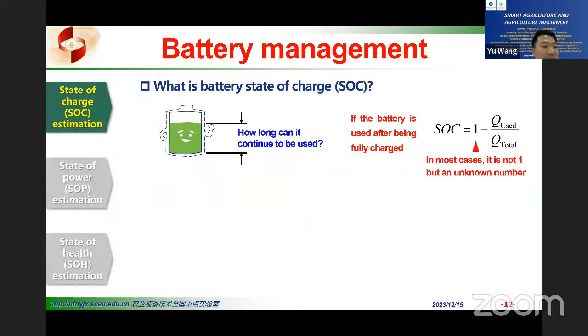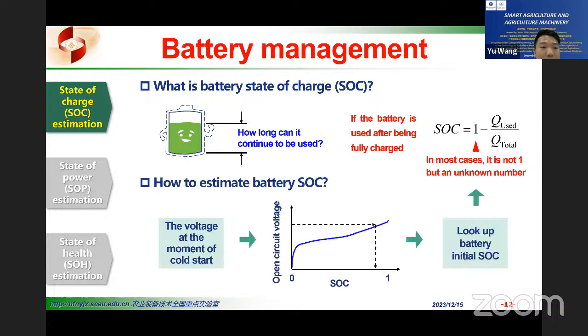So what is battery SOC? Battery SOC is used to answer the question of how much longer the battery can continue to be used. Generally, after a battery is fully charged, SOC can be calculated using this equation. However, in most cases, the battery is not fully charged, so this term is not 1, but an unknown variable. What should we do? We have found that there is a one-to-one correspondence between the open circuit voltage and the SOC. Therefore, we only need to use the voltage at the moment of cold start to look up the table and calculate the SOC.